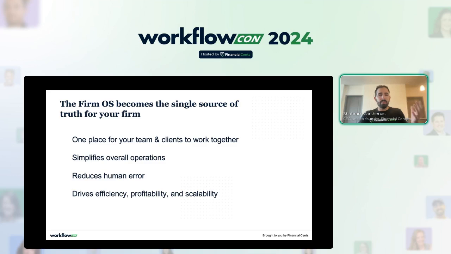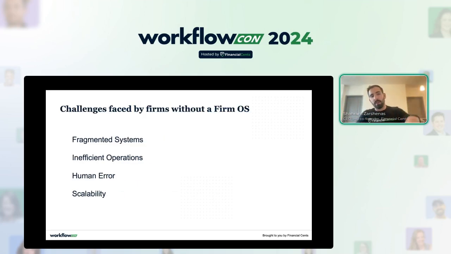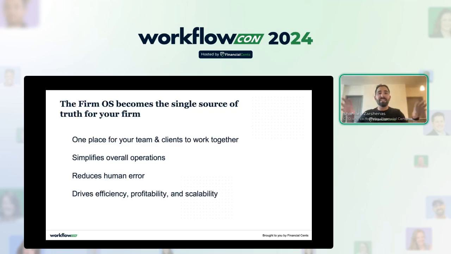And again, it solves these problems because it becomes a single source of truth. The big issue, the root problem that's causing a lot of the things we talked about here, is how everything is decentralized. Everything is happening in different places. That's killing your visibility. That's killing your organization. That's killing your scalability. So the Firm OS solves all these problems because, again, it gives you that single source of truth, that one place for your team, that one place for your clients to get everything they need.